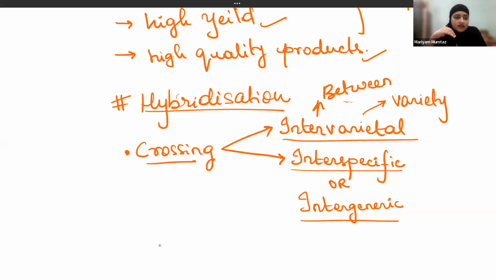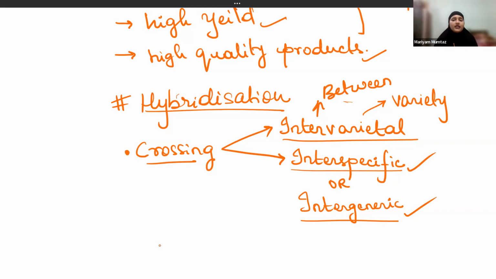Do you know genus and species? No, ma'am, I don't know. Okay, see, how would I explain genus? There is the plant kingdom and the animal kingdom. The plant kingdom contains all plants, the animal kingdom contains all animals. So genus is, you can say, a rank, a higher rank, and species is a lower rank. You might have heard this is a species of butterfly. So species is saying a type. So if the crossing is between two species, then that is interspecific. If the crossing is between two genus, then that is intergeneric.